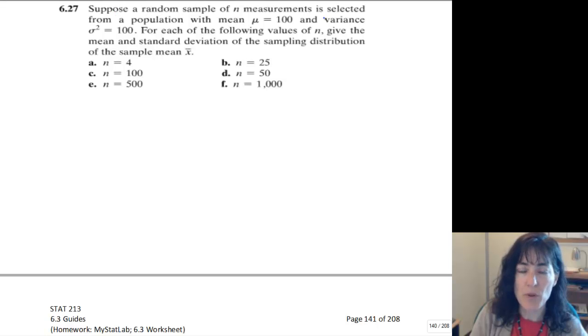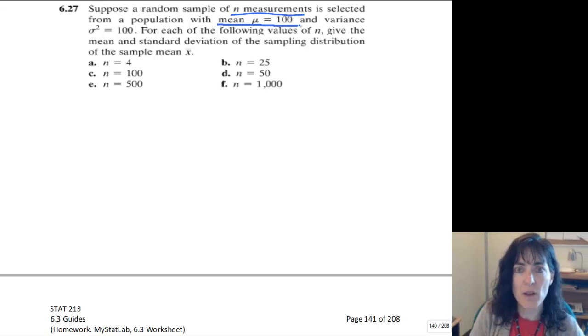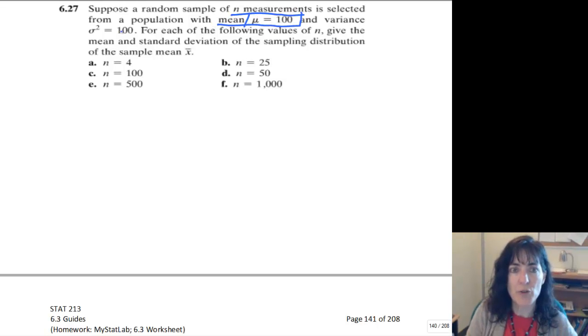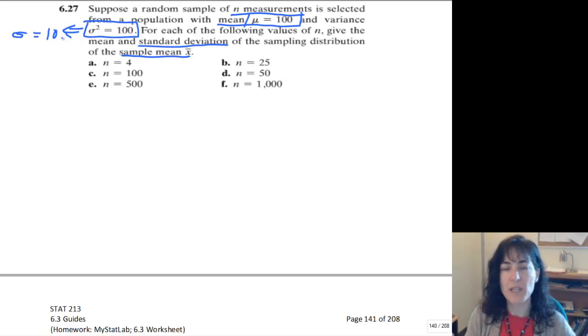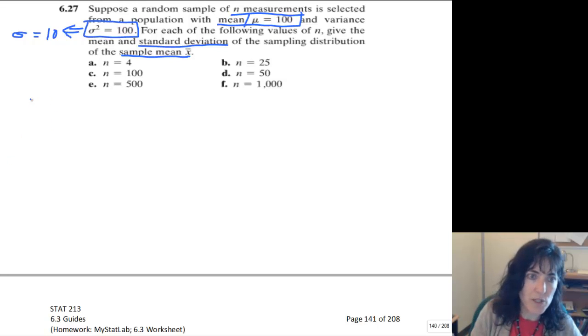So suppose a random sample of n measurements is selected from a population with a mean of mu equals 100 and a variance of sigma squared equals 100. For each of the following values of n, give the mean and standard deviation of the sampling distribution of the sample mean x bar. Now this is giving us the sigma squared, and we really want sigma, which is the square root, so it's going to be 10. So our sigma is 10, that's our standard deviation, so we're going to use that.